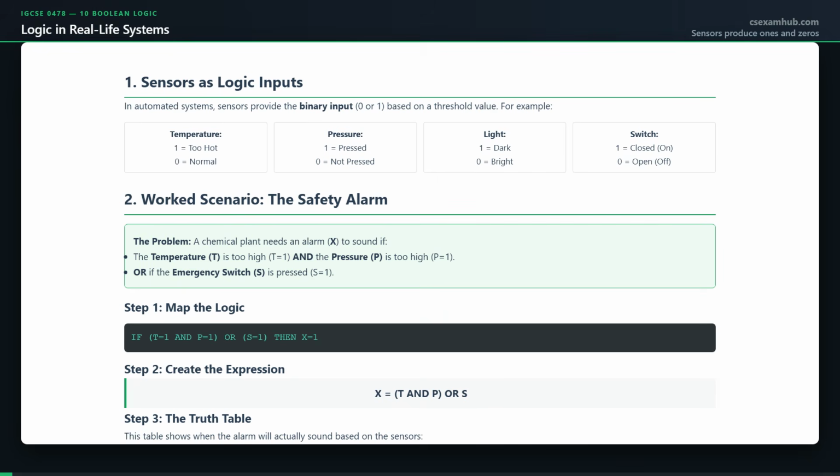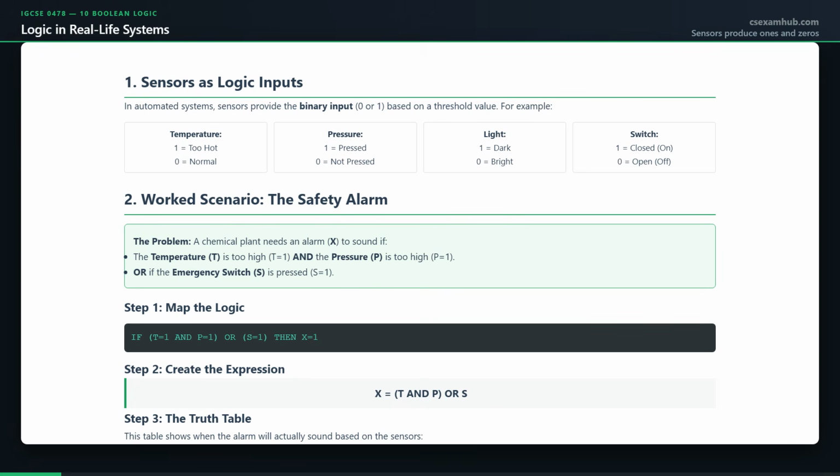So far, we have treated logic gates as an abstract exercise with inputs called A and B. In an exam, you will almost always meet them wrapped inside a real scenario instead, and the skill being tested is the translation. The bridge between the real world and the logic is the sensor. A sensor measures something continuous, a temperature, a pressure, a light level, and compares it against a threshold. It then reports a single bit.